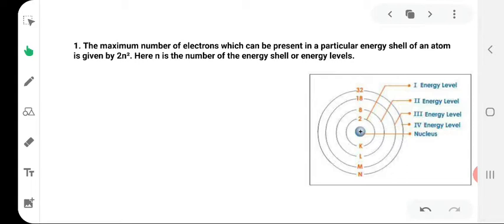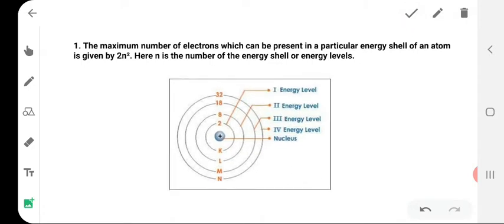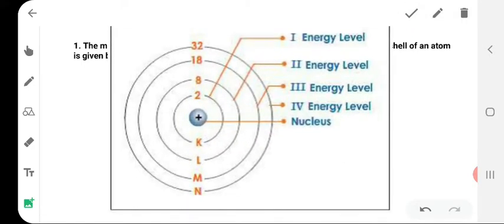According to this scheme, the maximum number of electrons which can be present in a particular energy shell of an atom is given by 2n square. Here, n is the number of the energy shell or energy levels. Now, using this formula, we can find out the number of electrons present in each shell. Let us find out the number of electrons present in the first 4 shells.